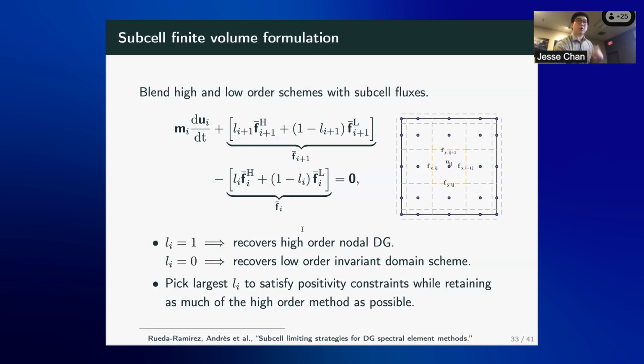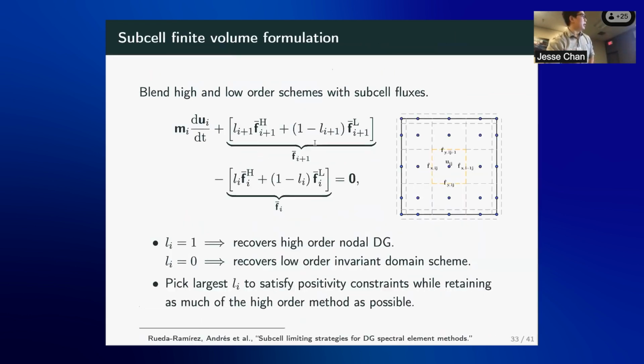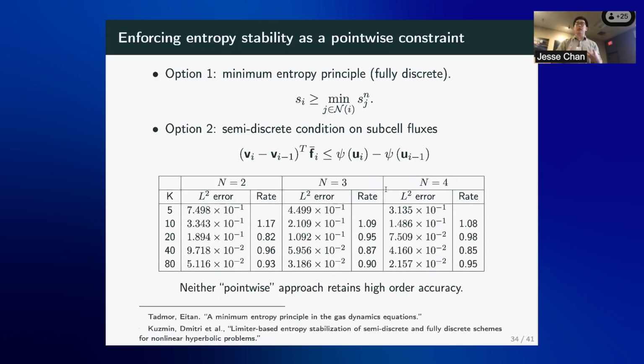1 will recover the high order nodal DG method, and 0 will recover your low order invariant domain preserving or positivity preserving scheme. And the trick with this most recent work was trying to pick these limiting factors in a way that enforced entropy stability in an appropriate fashion. So because these limiting factors are now varying over the entire element, for technical reasons, when you choose these limiting factors, you actually lose entropy stability. It doesn't preserve the cell entropy stability that we get from either our high or our low order scheme. So you can blend these together, but then you no longer have a cell entropy inequality, and we had to reinforce this in a certain way.